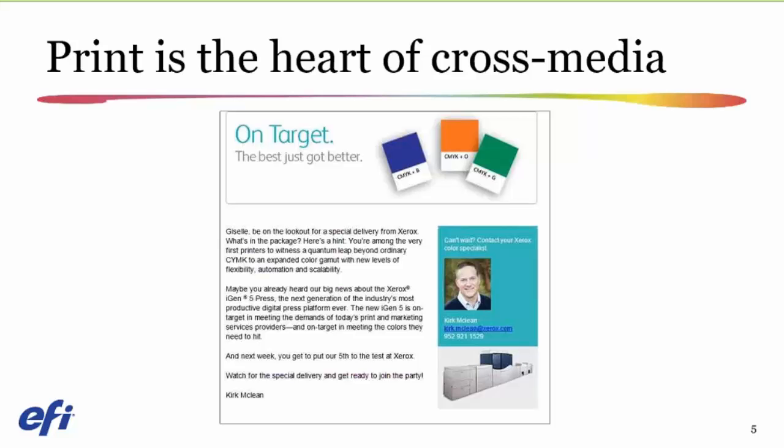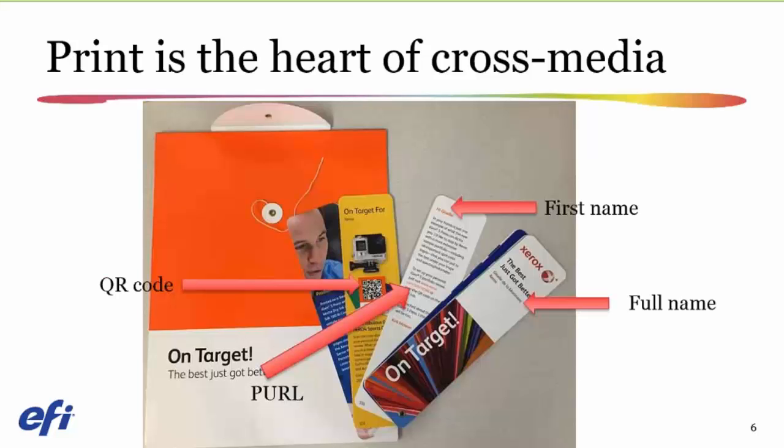Here's an example of a VDP campaign that integrates both email and print. This is an email I received that alluded to receiving a print piece in the mail soon. When I did receive the printed piece, it was beautifully done. It was personalized in several places. There was a personalized URL or a PURL with a call to action, and then there was also a QR code to enter a giveaway.